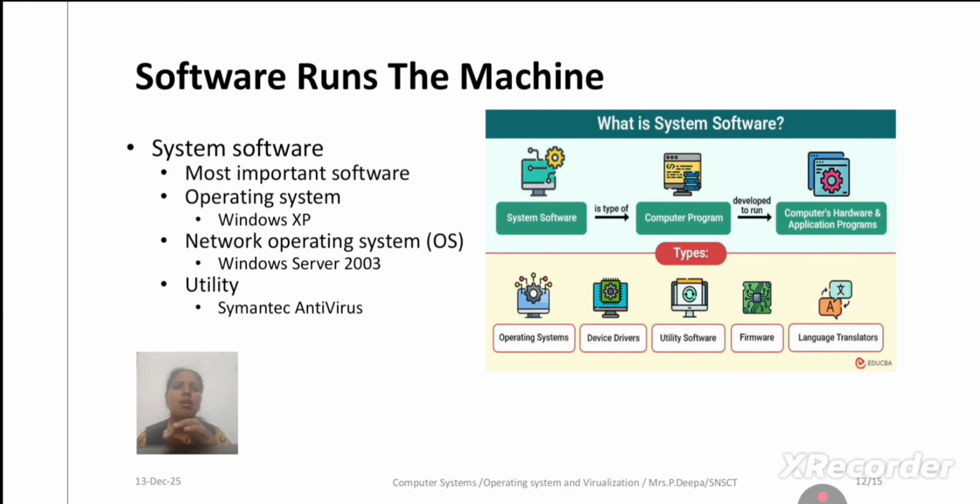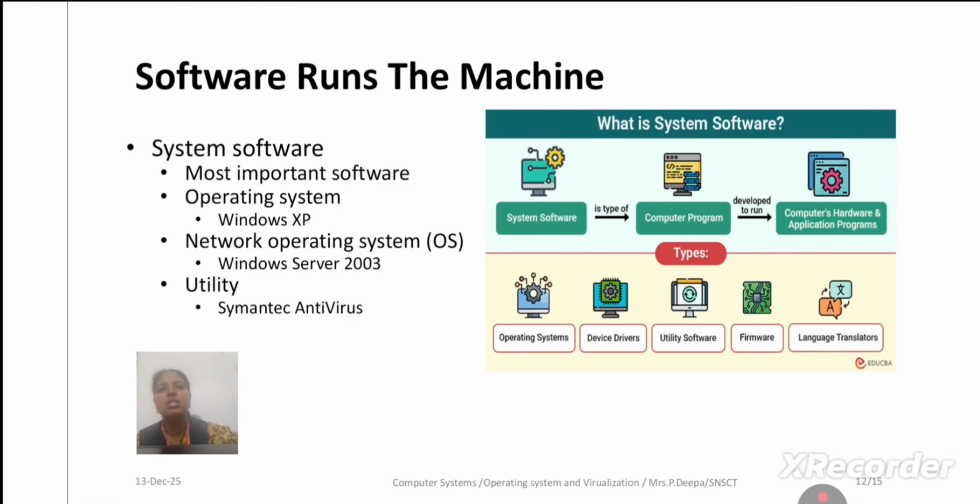So the system software is the most important software. The system software is a type of computer program that is developed to run the computer's hardware and application programs. Here the picture shows how the software runs on the machine.